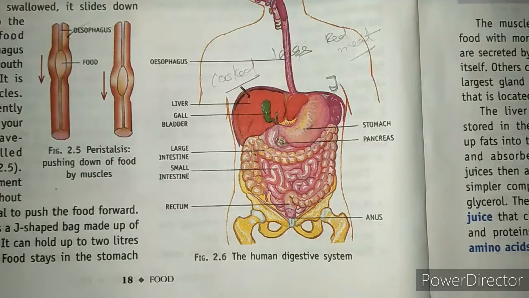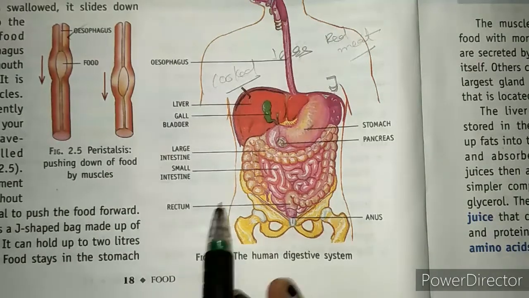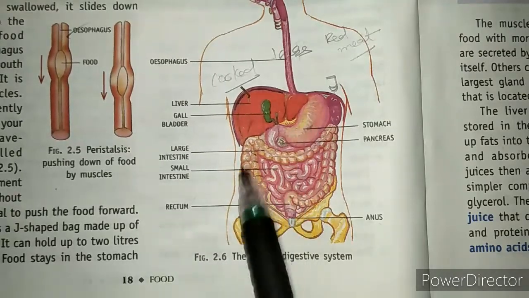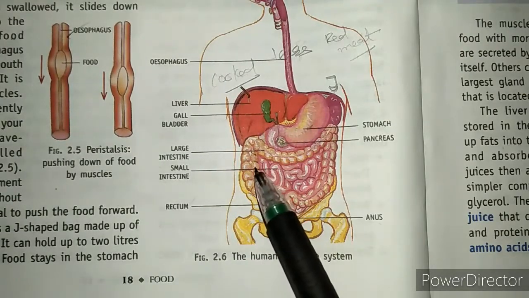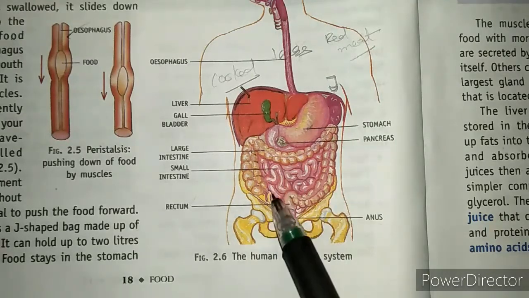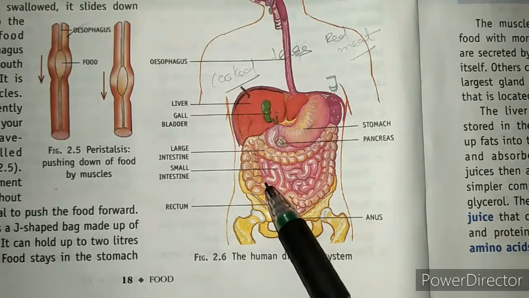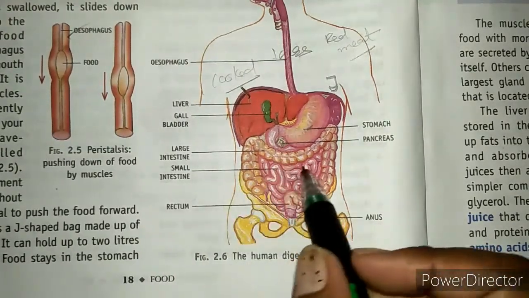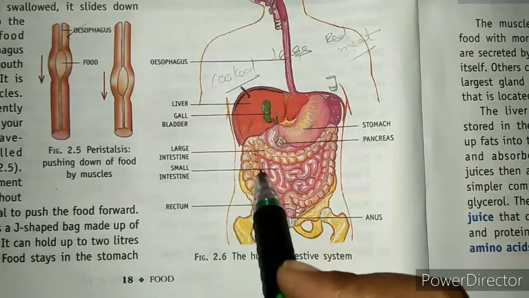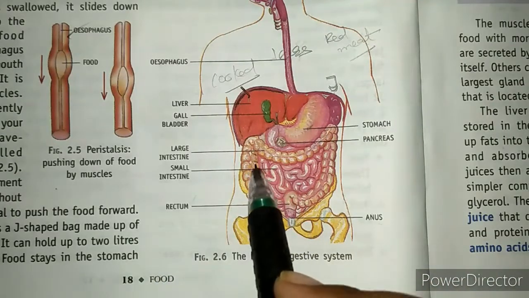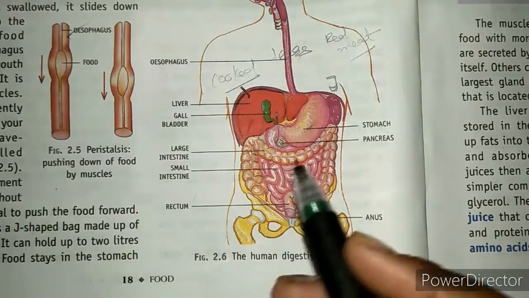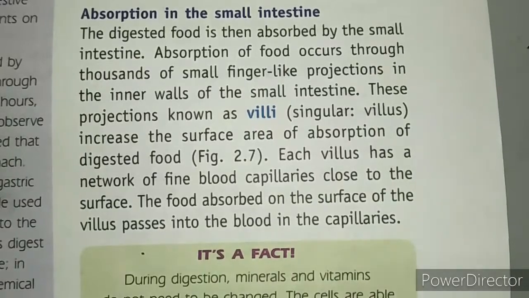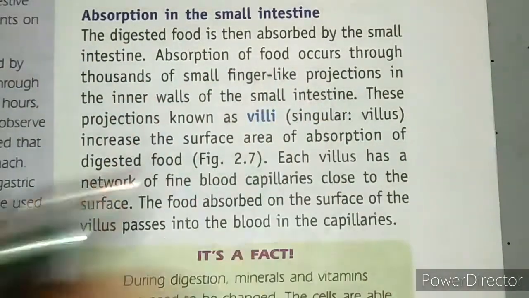After all this, the bile breaks up fats into tiny droplets that can be digested and absorbed more easily, and the digestive juices then act on these tiny droplets to form simpler compounds known as fatty acids and glycerol. The pancreas creates some pancreatic juices, and that changes starch into simple sugars and proteins into simpler compounds called amino acids. After the digestion in the stomach, we have absorption in the small intestine.